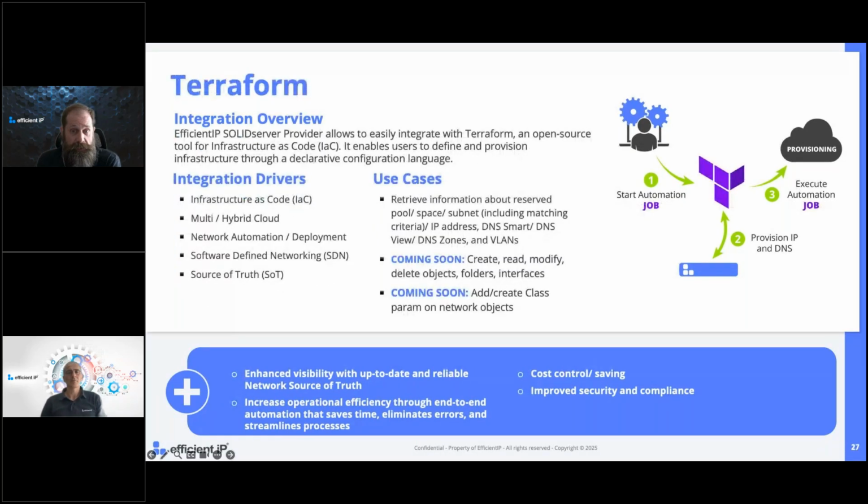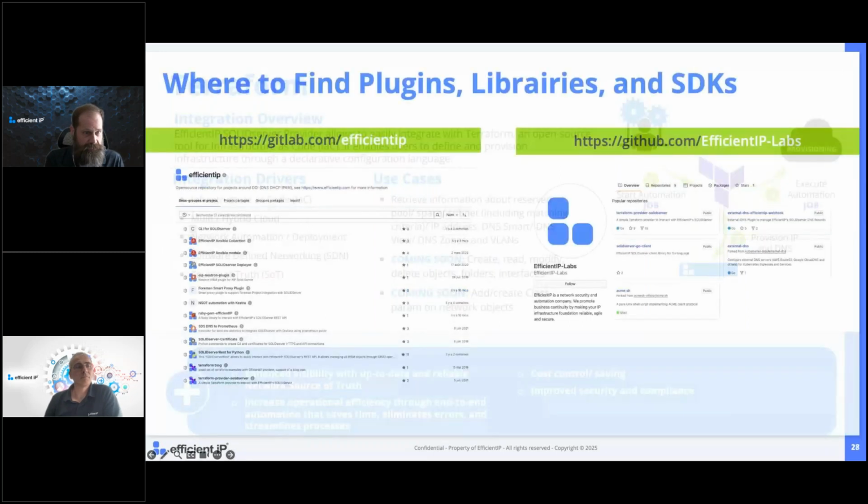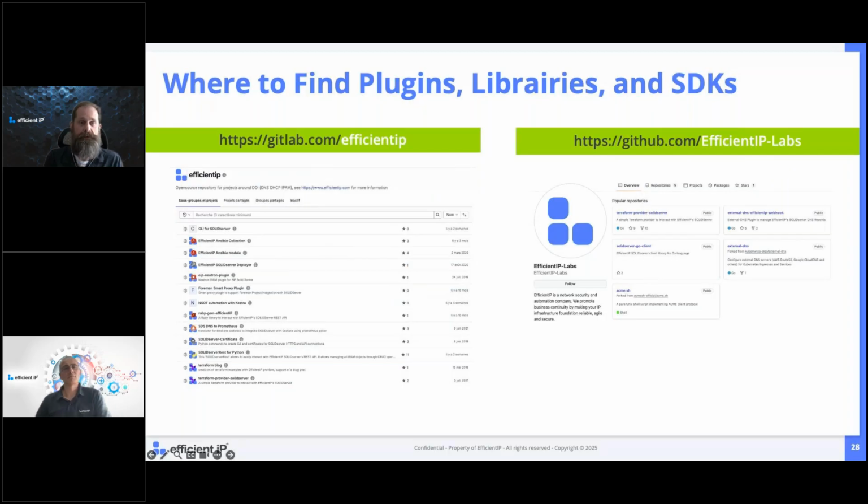And then last but not least, and similar to Ansible, would be our Terraform provider. It is robust and getting stronger by the day. So the easy integration with Terraform, which is the open source tool for infrastructure as code, enables us to define and provision infrastructure through the declarative configuration language that we're used to with Terraform. We handle all the basics, IP addresses, even DNS smart assignments and views, right down to DNS zones, records, and even VLANs.